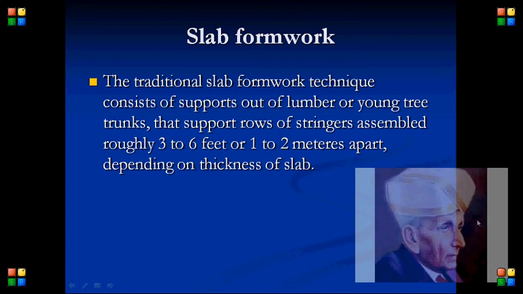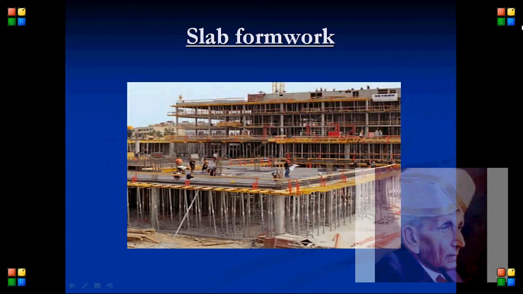Slab formwork. The traditional slab formwork technique consists of supports out of lumber or young tree trunks that support rows of stringers assembled roughly 3 to 6 feet, or 1 to 2 meters, apart, depending on thickness of slab.